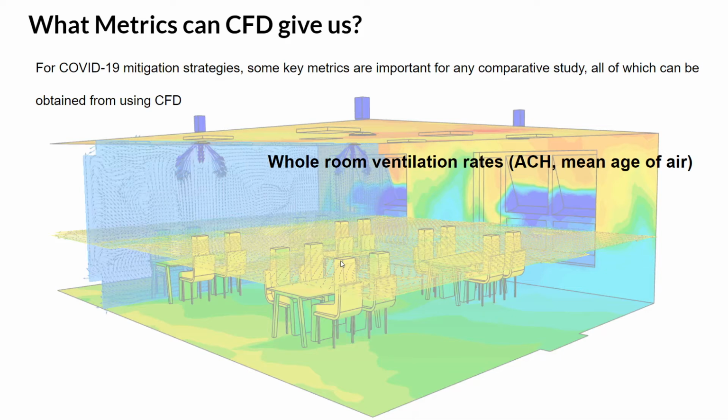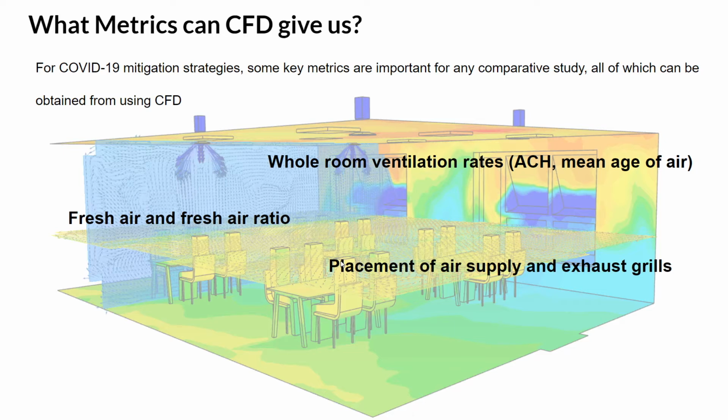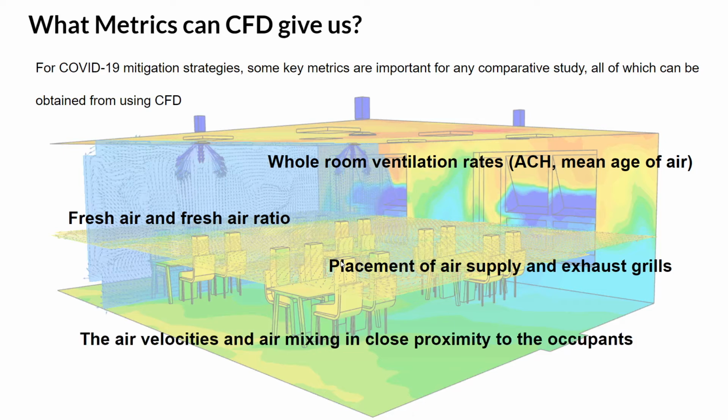Well, for COVID mitigation strategies, there are some key metrics that are important for any comparative study. And we can obtain all of these from CFD. One of these, for example, is the whole room ventilation rate, the air changes per hour, also known as the mean age of air, and the ratio of fresh air, the placement of the air supply and the exhaust grills, and the air velocities and air mixing in close proximity to the occupants in the space.